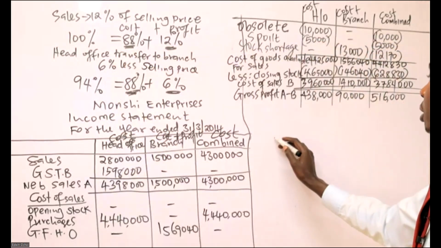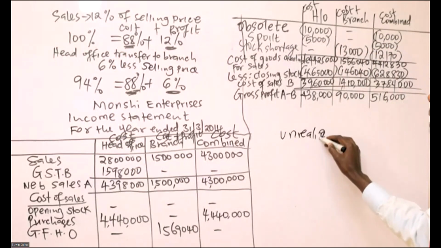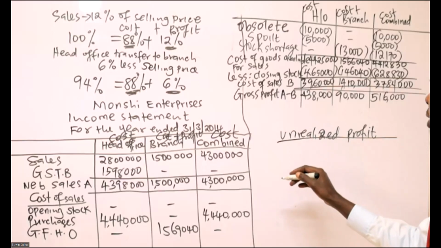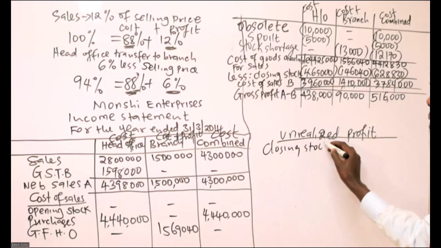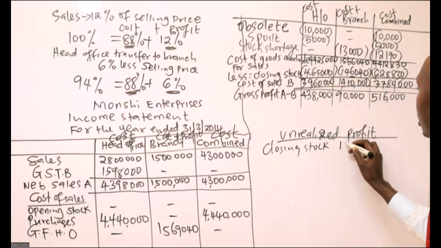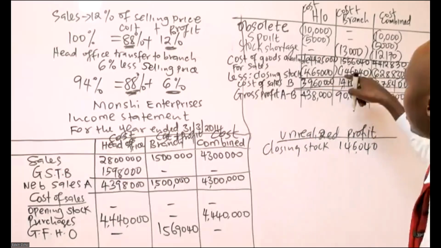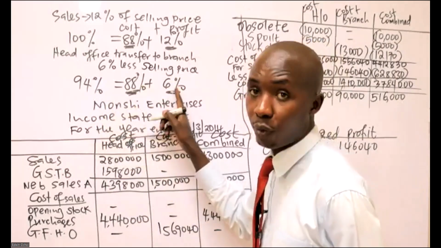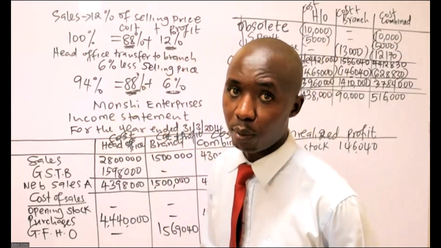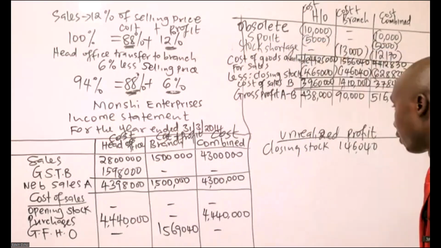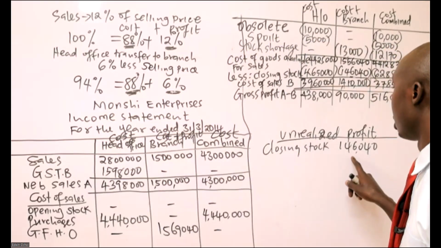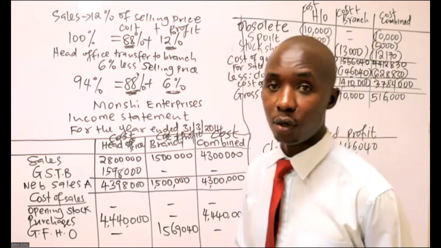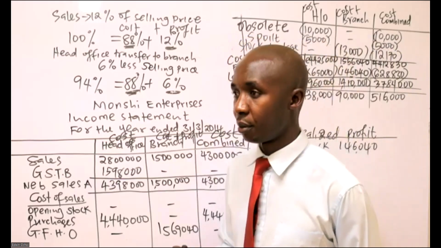So let's check for the unrealized. This is just a working I'm doing. So unrealized profit is based on the closing stock of the branch. Because we can look at this, there is 146,040. This closing stock in the branch, these are the goods which were received from the head office. And obviously, when they were received from the head office, they were received at 94%, that is plus a profit of 6%, when the head office was transferring those goods to the branch. But these goods of 146,040 are unsold by the end of the year. So we need to check the unrealized profit inside the 146,040. That unrealized profit was already realized by the head office, meaning that the profit of the head office is overstated.